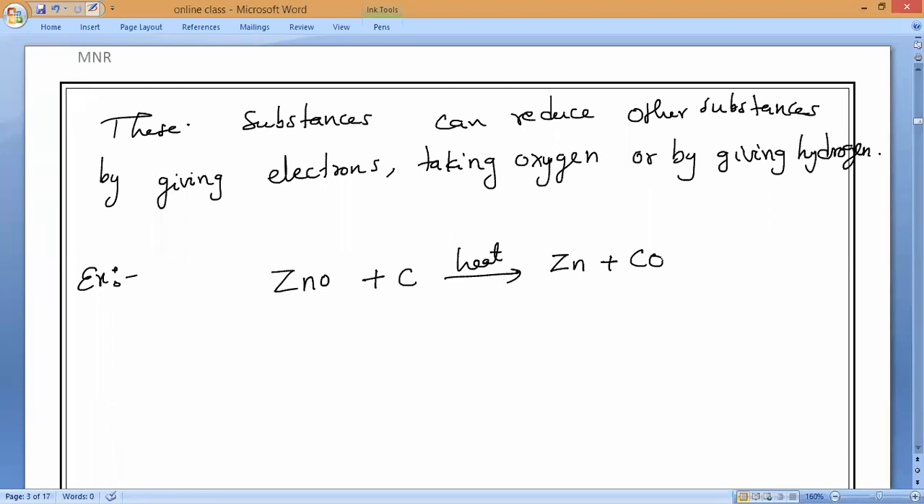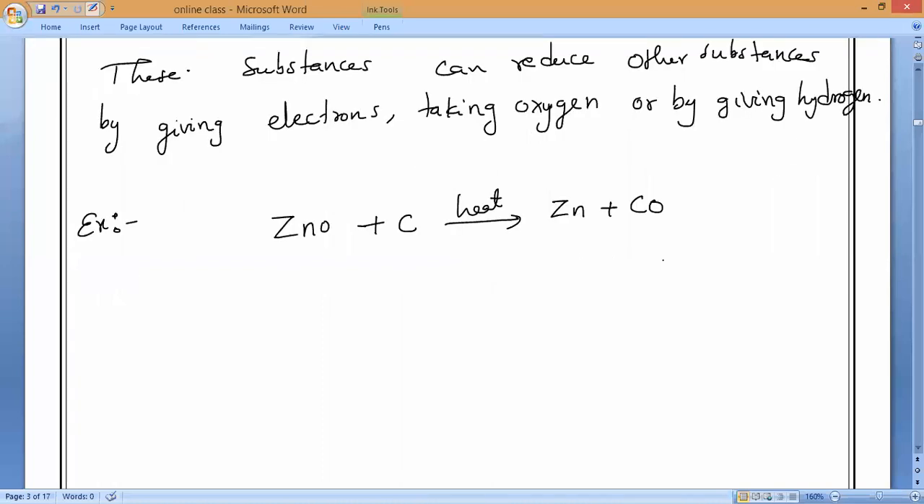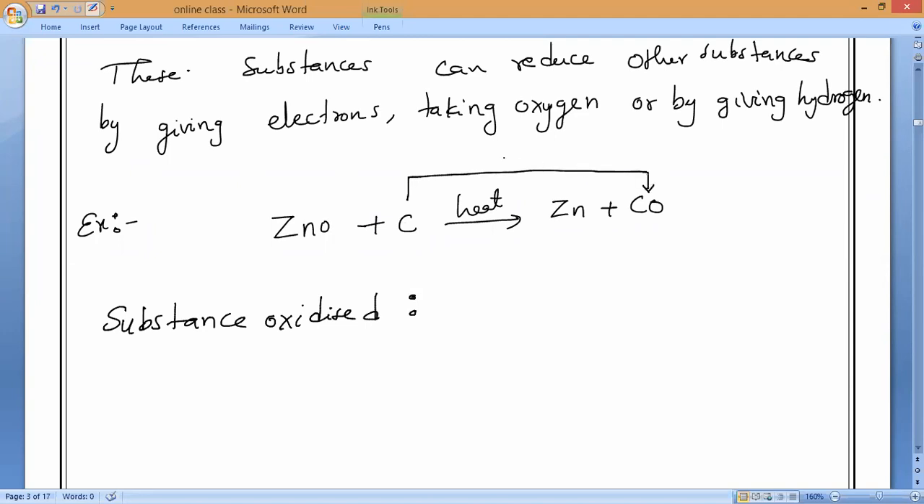So you can take the substance reduced. Let me take the first: substance oxidized. What is the substance oxidized? Oxidized means oxidation. Which is oxidation? Carbon. Carbon is going to turn into carbon monoxide. So you should not say carbon monoxide. Carbon monoxide is not going to get oxidized. Carbon is going to get oxidized.